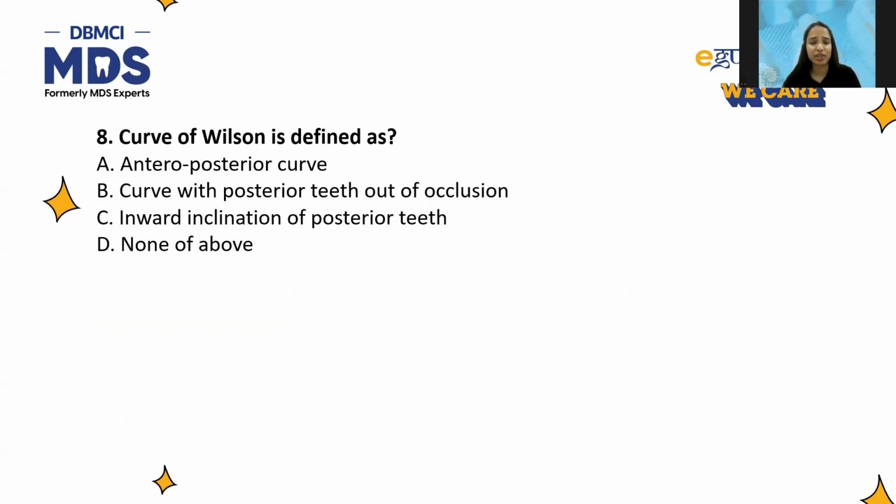Coming to the next question, a very straightforward question. What is curve of Wilson? Is it an anterior-posterior curve? Is it a curve where posterior teeth are out of occlusion? Does it signify inward inclination of posterior teeth, or is it none of the above? Now, when we read compensating curves for the balanced occlusion, we need to understand curve of Wilson. The best option here is that it represents the inward inclination of your posterior teeth. So this becomes your answer.